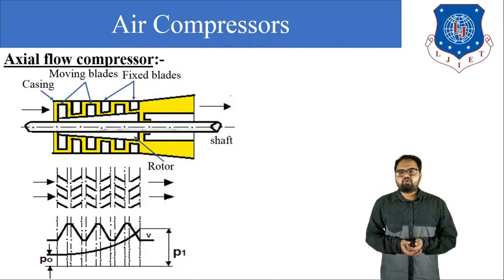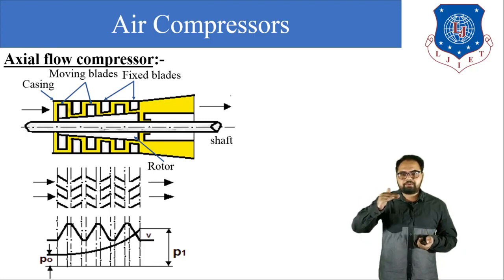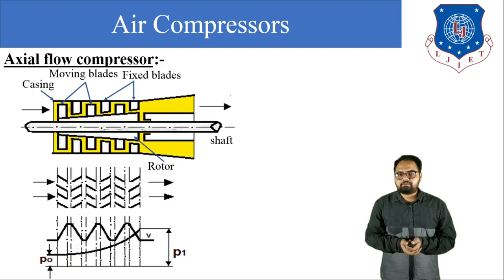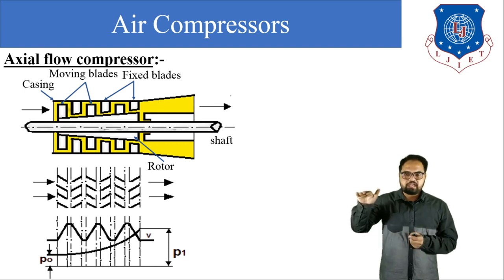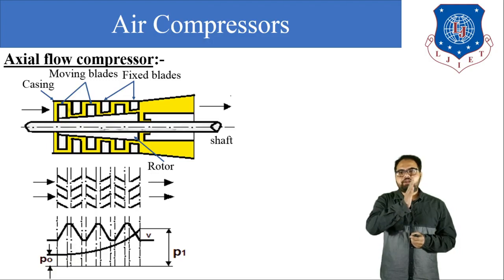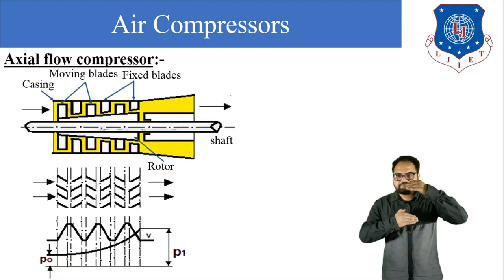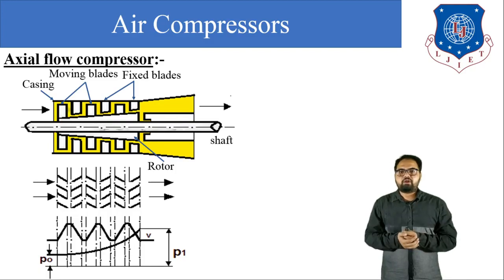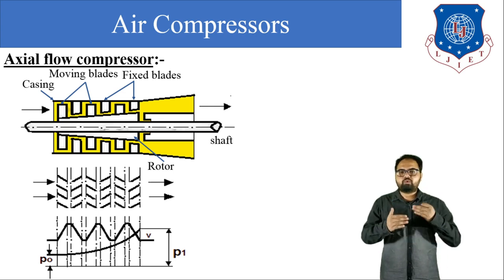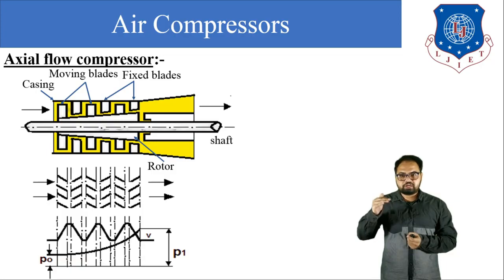Next is the axial flow compressor. In an axial flow compressor, the air enters the compressor axially to the central shaft. So this type of compressor is known as an axial flow compressor. In this type of compressor, a number of moving blades are fitted on the central shaft, and on the inside portion of the casing, a number of fixed blades are fitted. When these moving blades are rotated, negative pressure is generated inside the compressor, and due to that suction of air takes place.